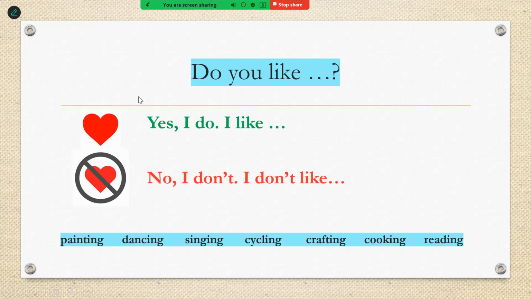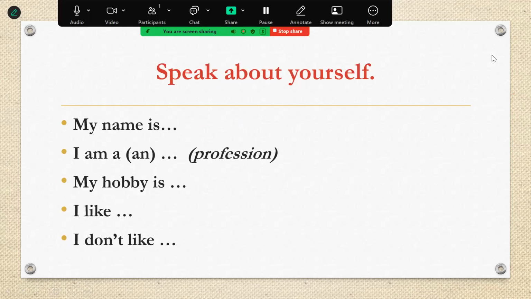Did you notice that in spoken English, when I say it quickly, you can hear "do you like"? So, "do you like" becomes "d'you like". Do you like cycling? Do you like crafting? Practice saying this.